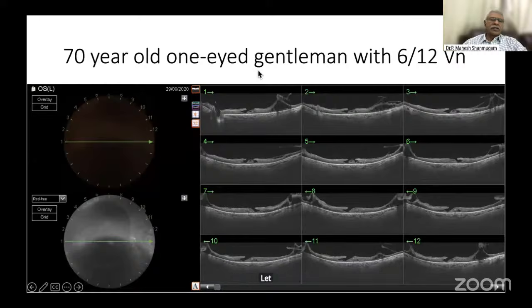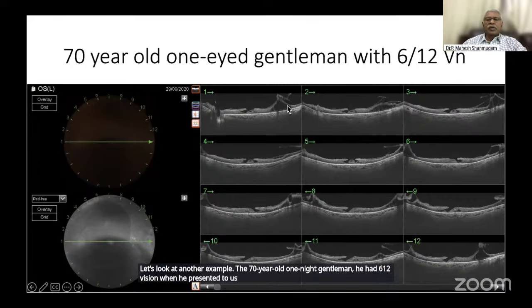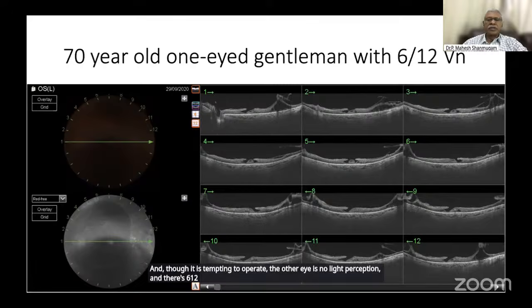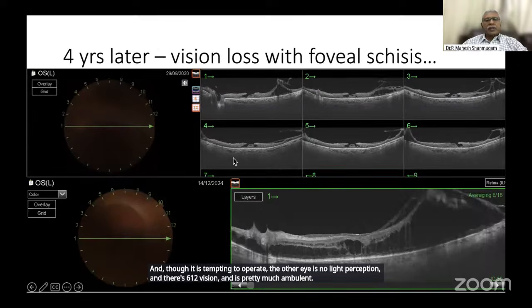Let's look at another example. This is a 70-year-old one-eyed gentleman. He had 6/12 vision when he presented to us. So he has this lamellar hole and a paramacular traction retinal detachment. And though it is tempting to operate, the other eye is no light perception, and there's 6/12 vision, and he is pretty much ambulant. And we just followed him up.